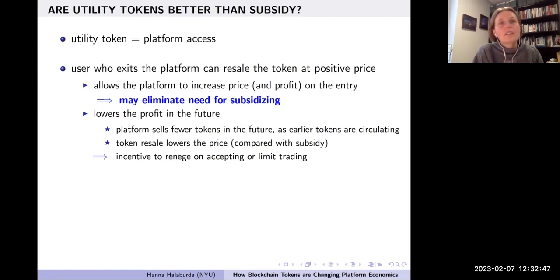So the second answer here is that if you have tradable tokens, you can never completely disentangle the utility value of the token and the security value of the token. Thank you.